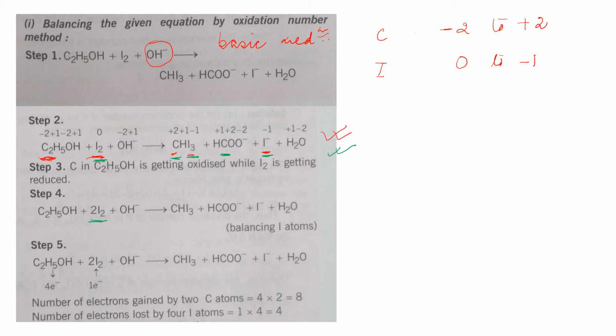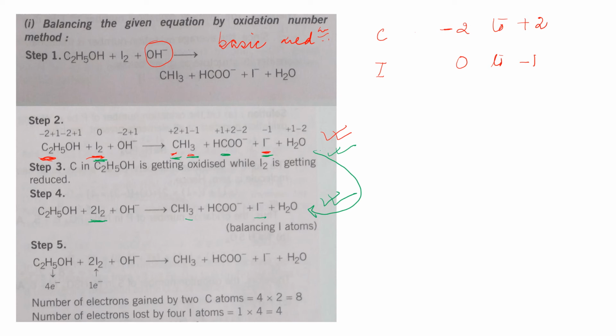Now see what is coming. C2H5OH plus, multiplying this iodine with 2, I am getting 2I2. Multiply this I2 with 2, so I am getting 2I2. Now you check. In the left hand side I have 4 iodine. In the right hand side I have 3 and 1, 4 iodine. So iodine is also balanced.